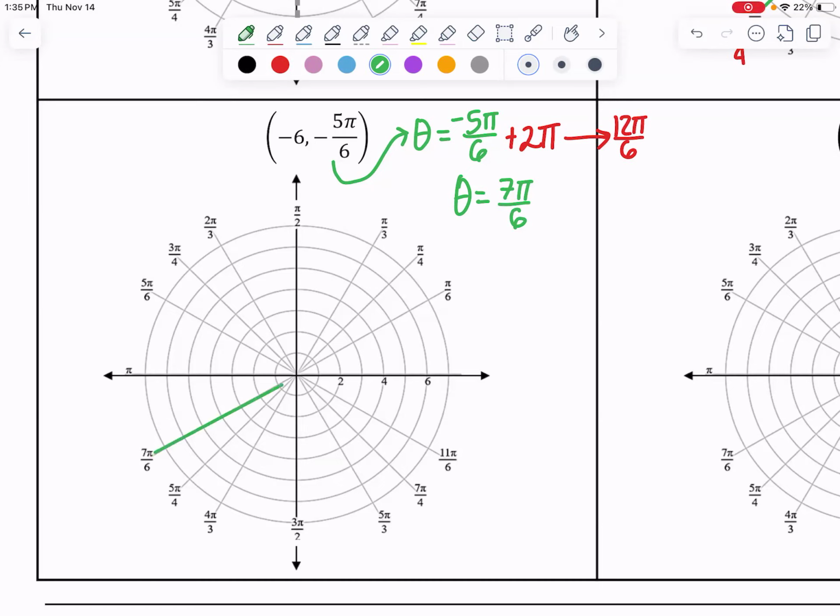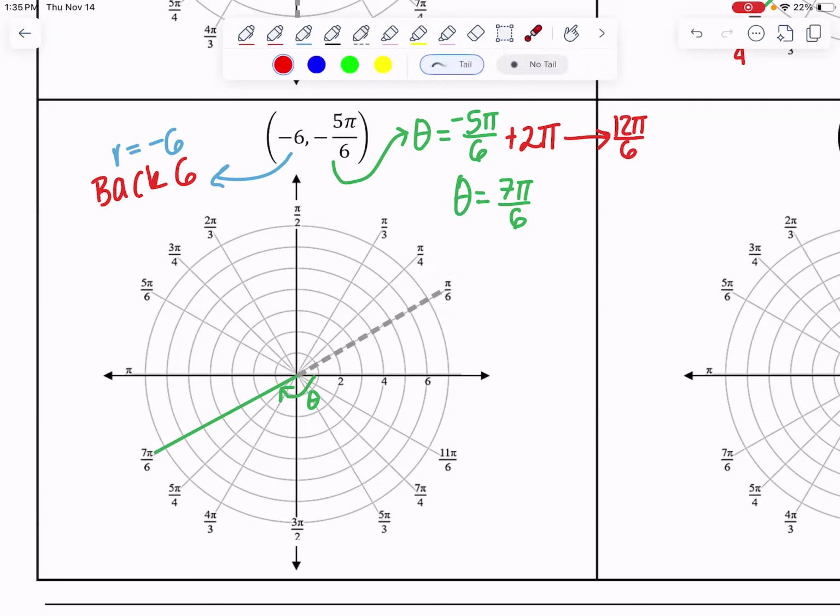7 pi over 6 is right here. We would have obtained it going this way, but it doesn't matter. Our radius in this case is negative, which means we're going in the opposite direction 6. Back 6. So I'm going to draw my opposite direction. I'm making sure that I'm still on a pi over 6 angle, and I am. I'm going back 6 units. 1, 2, 3, 4, 5, and 6. And there's that point, negative 6 comma negative 5 pi over 6.